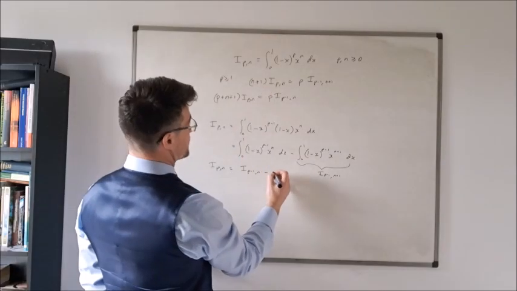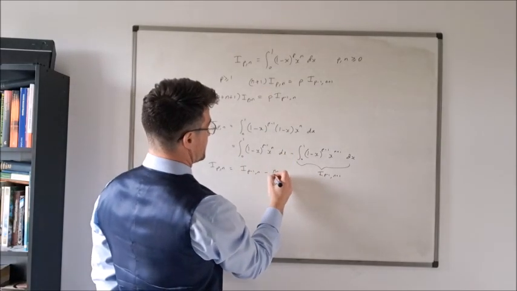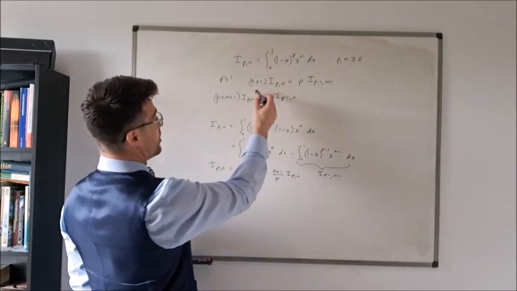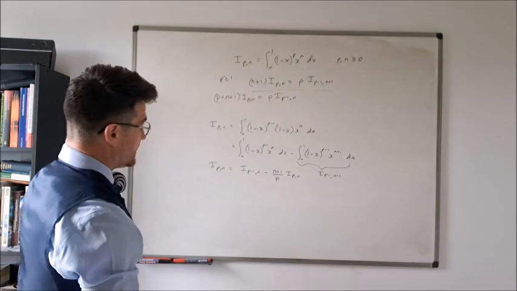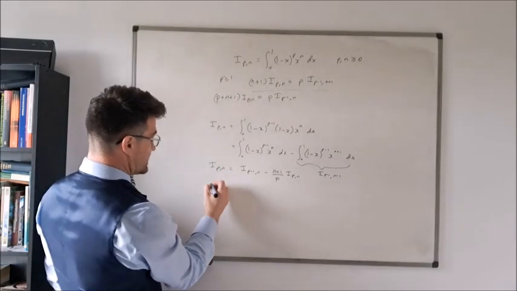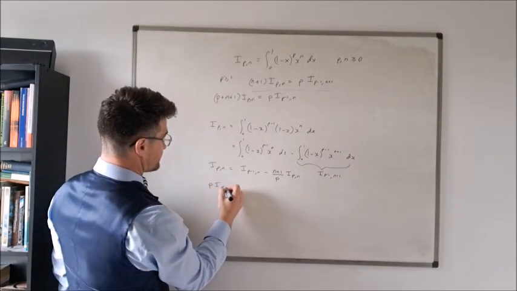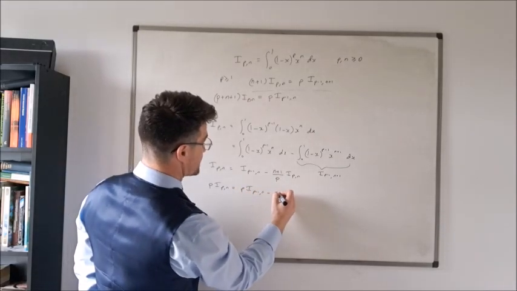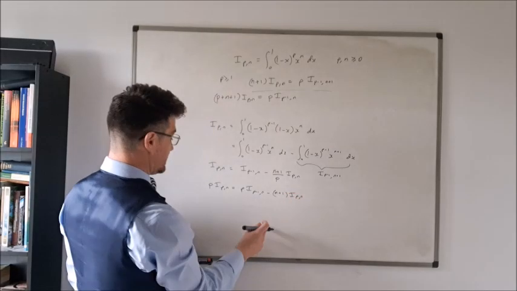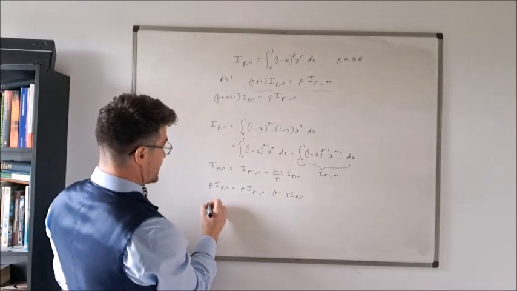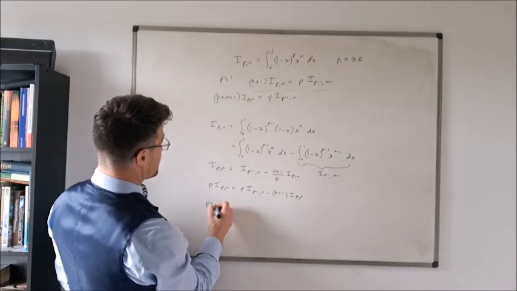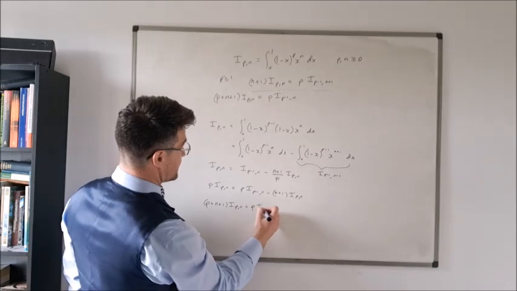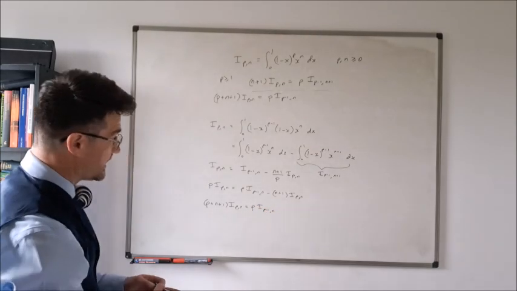So that's equal to n plus 1 over p times I_pn, using what we've just proved here. And then it's just a multiply through by p. So we get p I_pn equals p I_p minus 1, n minus n plus 1 times I_pn. Add this to each side, and I want to write it in the right order, then you get p plus n plus 1 times I_pn is equal to p times I_p minus 1, n. Okay.